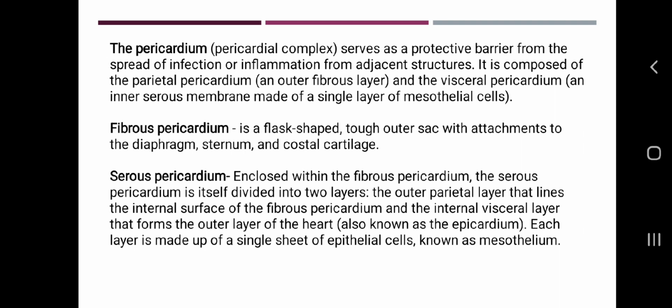The fibrous pericardium is a flask-shaped, tough outer sac with attachment to the diaphragm, sternum, and costal cartilage. Serous pericardium. It is enclosed within the fibrous pericardium. The serous pericardium is itself divided into 2 layers: the outer parietal layer that lines the internal surface of the fibrous pericardium, and the internal visceral layer that forms the outer layer of the heart. It is also known as the epicardium. Each layer is made up of a single sheet of epithelial cells known as mesothelium.